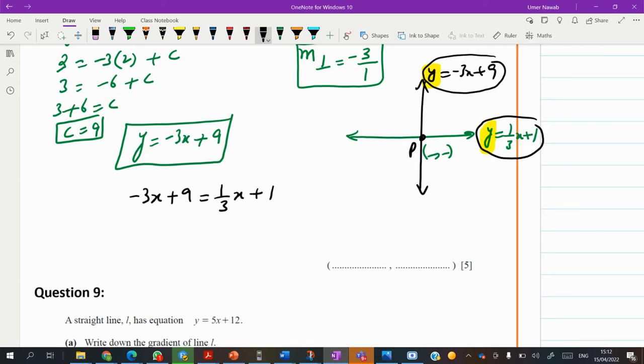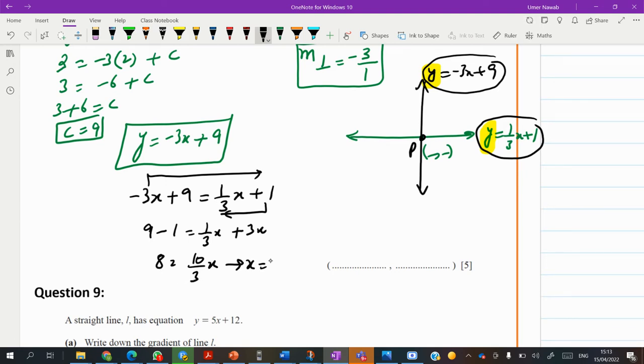Here your algebra comes. You need to send minus 3x to the right hand side and plus 1 to the left. So 9 minus 1 is equal to 1 over 3x plus 3x. Now 9 minus 1 is 8, and 1 over 3 plus 3, if you want to add it, 3 times 3 is 9, 9 plus 1 is 10 over 3x. Send the 3 to the other side. So 3 times 8 is 24 over 10, so x is becoming 2.4. So the x coordinate is 2.4.